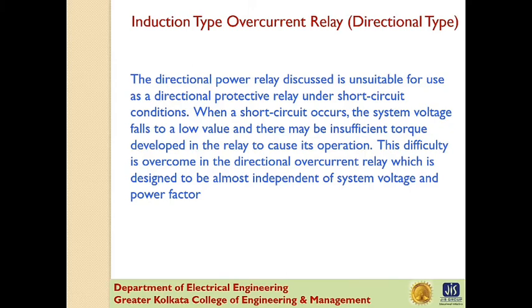Next is the induction type directional overcurrent relay. The directional power relay discussed in a previous slide is unsuitable for use as a directional protective relay under short circuit condition. When a short circuit occurs, the system voltage falls to a low value and there may be insufficient torque developed in the relay to cause its operation. This difficulty is overcome in the directional overcurrent relay, which is designed to be almost independent of the system voltage and power factor.